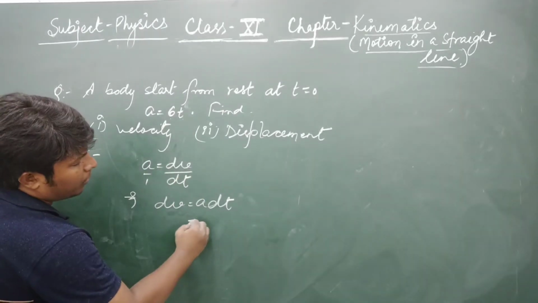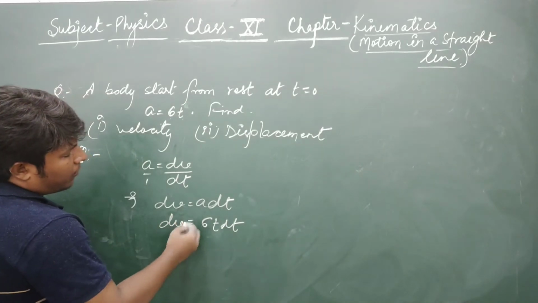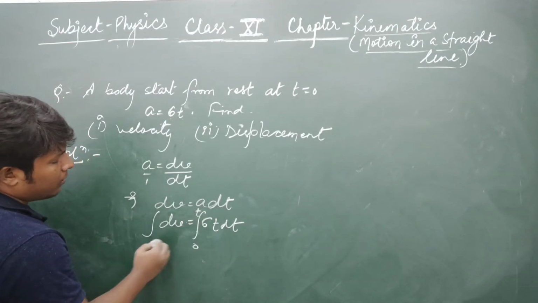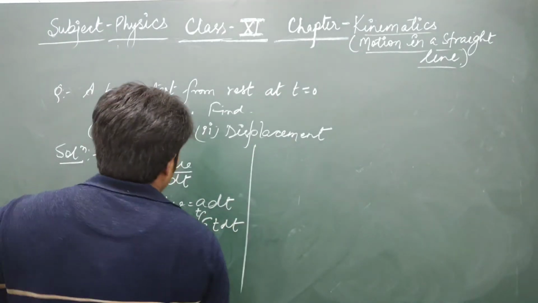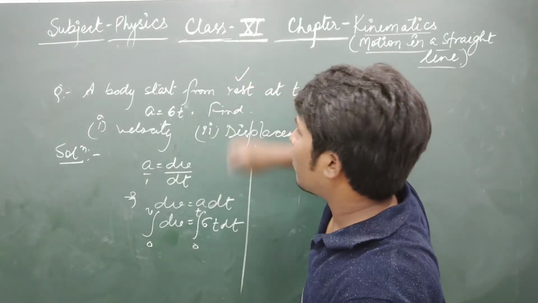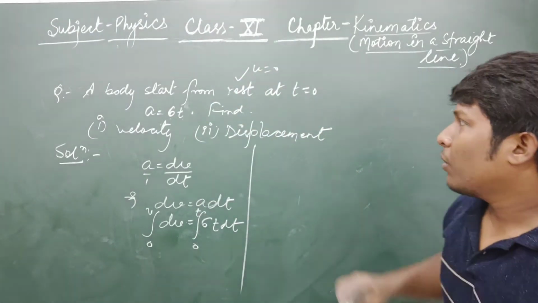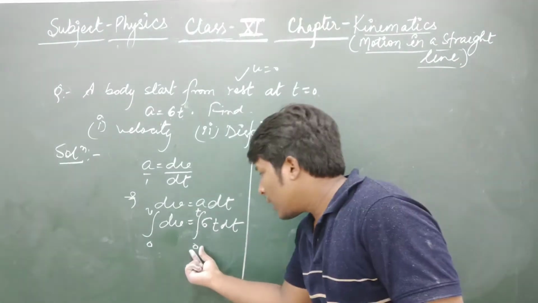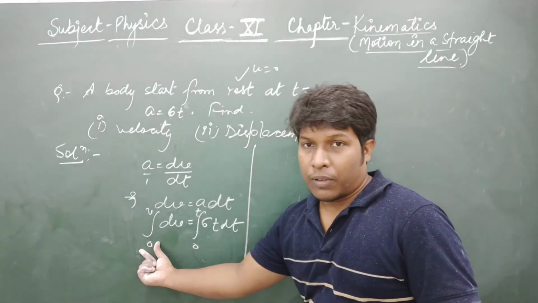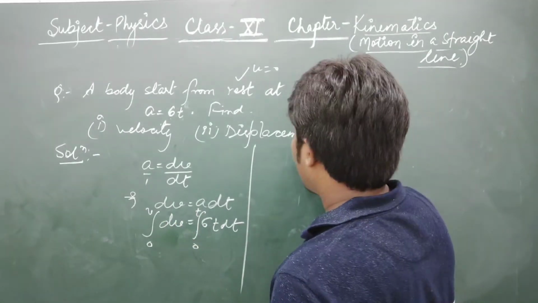That is 6t. Put the value 6t into dt, here dv, and integrate these terms, 0 to t and 0 to v. Because the body is starting from rest, it is given to you. Body starting from rest means initial velocity will be 0 at t is equal to 0. For the limit at t is equal to 0, initial velocity will be 0, and at time t it will gain some velocity, that is v.